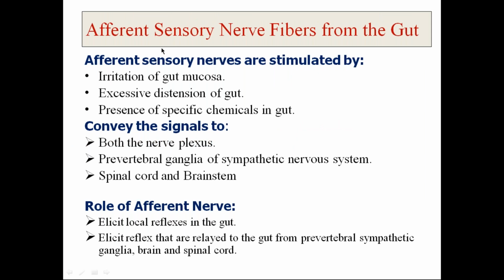So that was your efferent component. Now we come to the afferent sensory fibers. I have already told you that these are stimulated by irritation of the gut mucosa, distension of the gut, and the presence of specific chemicals within the gut. They convey signals to both the nerve plexuses. And what is their role?